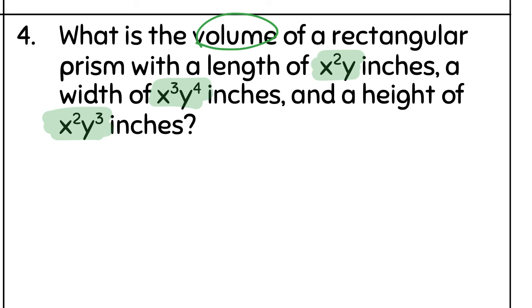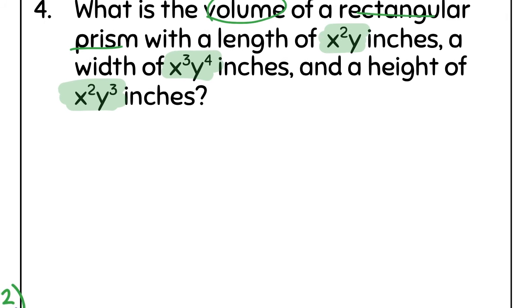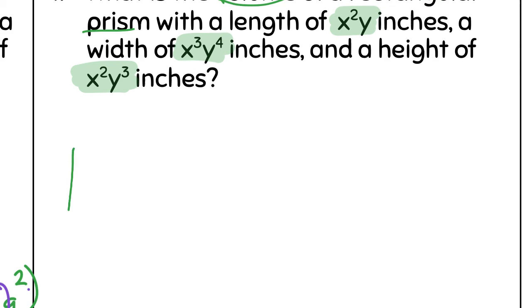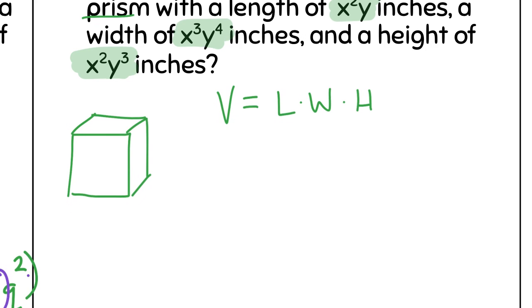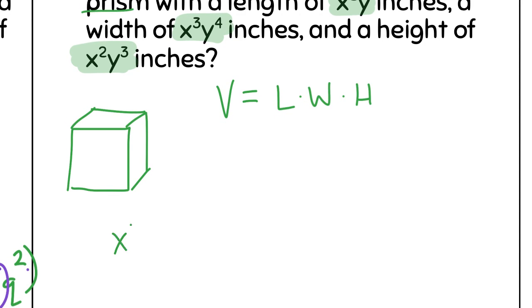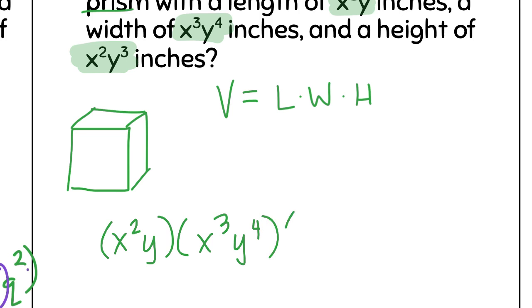So same here, when it's a rectangular prism, you have to think of this as a box where they give you all 3 dimensions. So when we're finding volume, all we need to do is multiply all 3. So length times width times height. So for this problem, I have x squared y times x cubed y to the fourth times x squared y to the third.